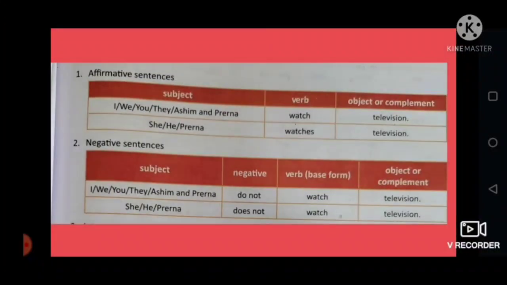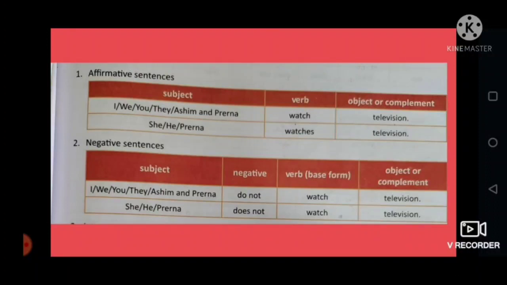Through this we'll know that there are different kinds of sentences in each tense that you must know. First is the affirmative sentence. In simple present tense, affirmative sentences are made. It means the structure of the affirmative sentence is something like this. In the beginning we use the subject, then the verb, then the object or complement at the end.